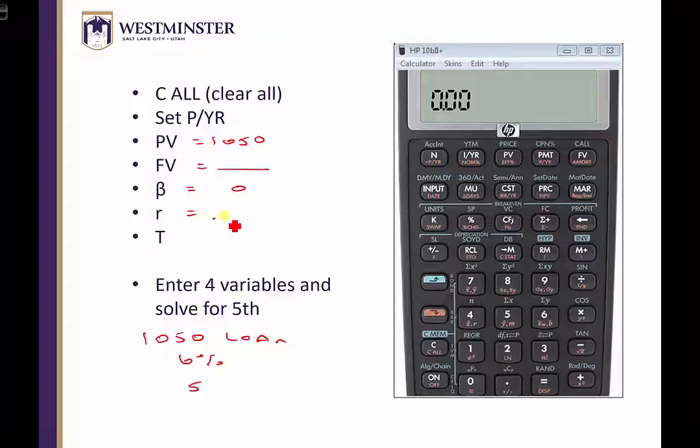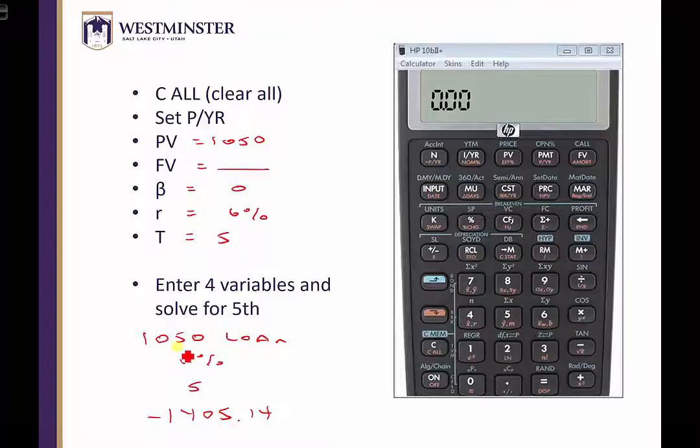My rate is going to be 6%, and my time sequence is going to be 5 years. So I can go ahead and, having set up my periods per year, I can say 1,050 present value. I can then say 0 payment, 6% interest per year, and 5 years. And it will return the future value for me of $1,405.14. And it'll return it as a negative.